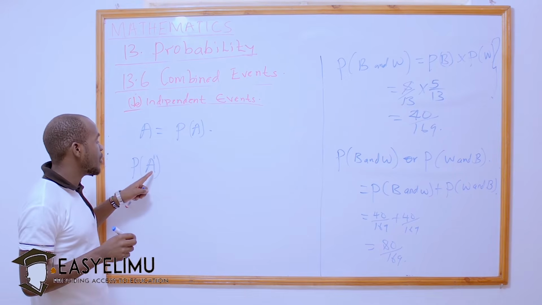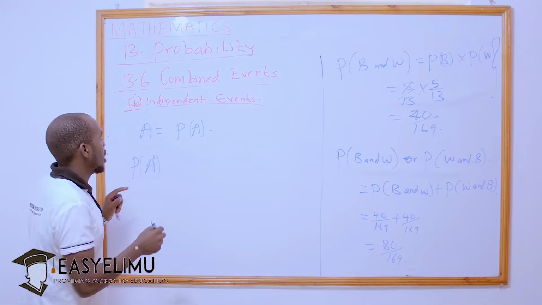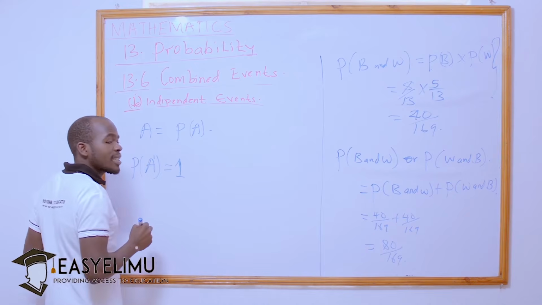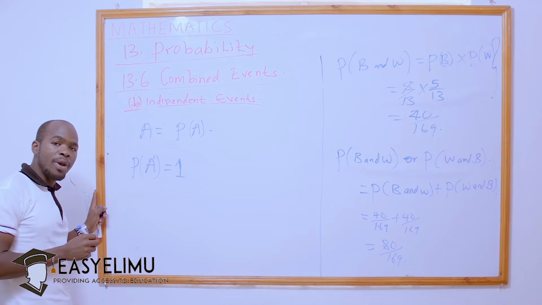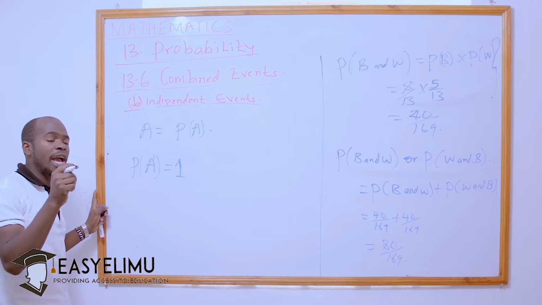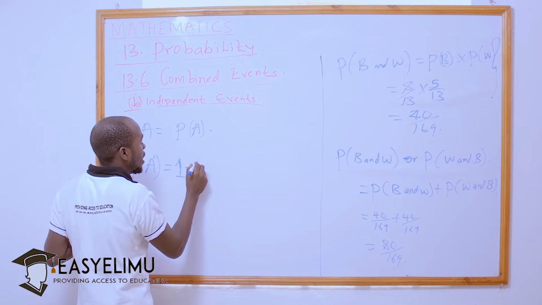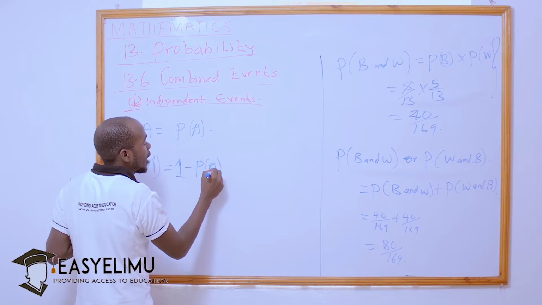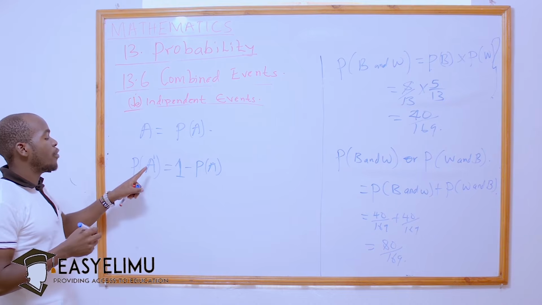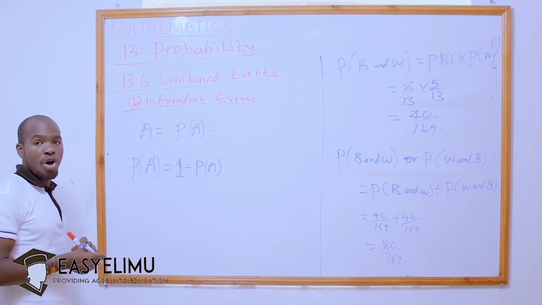So this may be referred to as the probability of event A not occurring, and it will be equal to 1, which is the greatest measure of probability, since we saw the range of probability was between 0 and 1. So it will be 1 minus that which will occur. So the probability of event A not occurring is equal to 1 minus the probability of that event occurring.